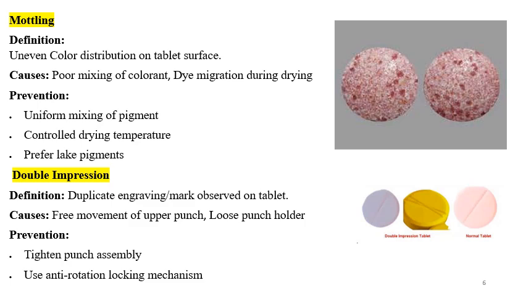Causes for double impression are free movement of the upper punch and a loose punch holder. Prevention is by tightening the punch assembly and using the anti-rotation locking mechanism. That is the key mechanism for the punches. Whenever you are using the round punches, always use the keys. That means toolings with the keys can solve your problem of double impression.